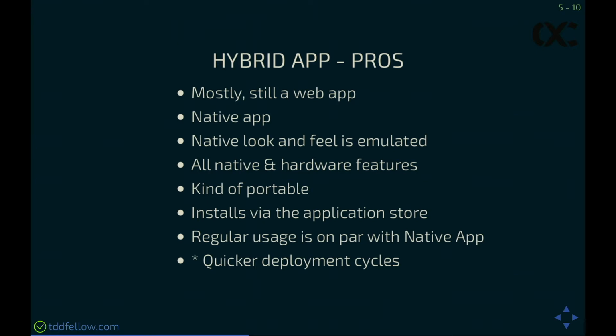Then it does install via the AppStore, which means that for the user, it's the experience that they expect. That's what they're used to. So they go install the application, and that's how they usually install. They might not even know that it's a hybrid app. And if they don't know that, this is cool. You did a good job. So, because of that, the regularity of usage will be at the same level as what you would get with a native app. What you do get, what you usually don't have with native apps, is a quicker deployment cycle. How does that work?